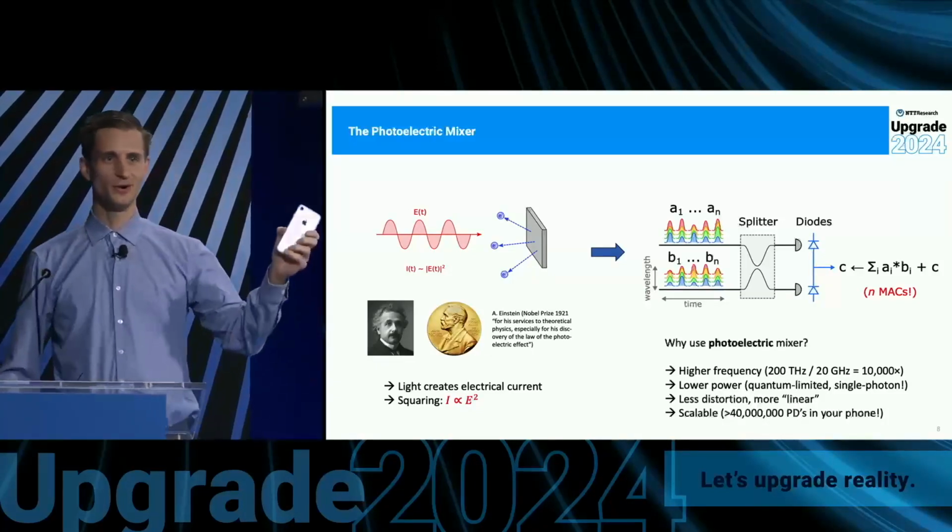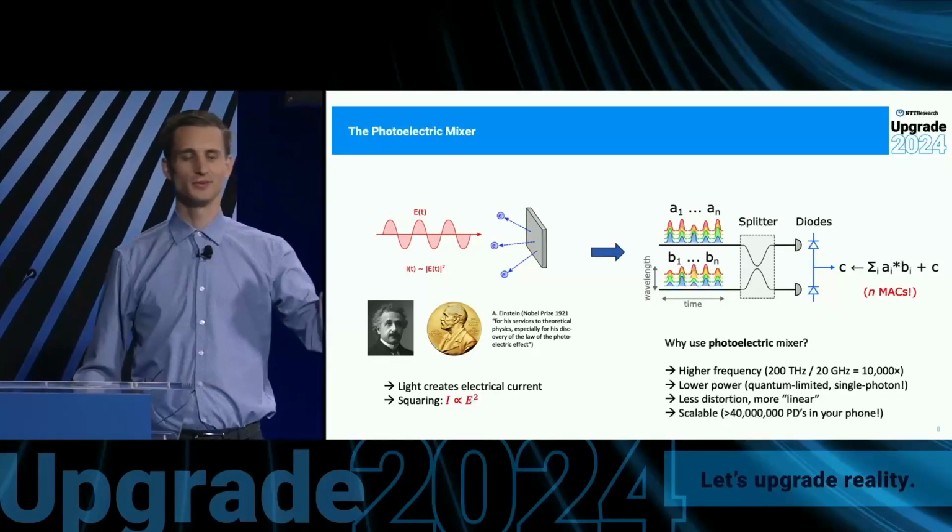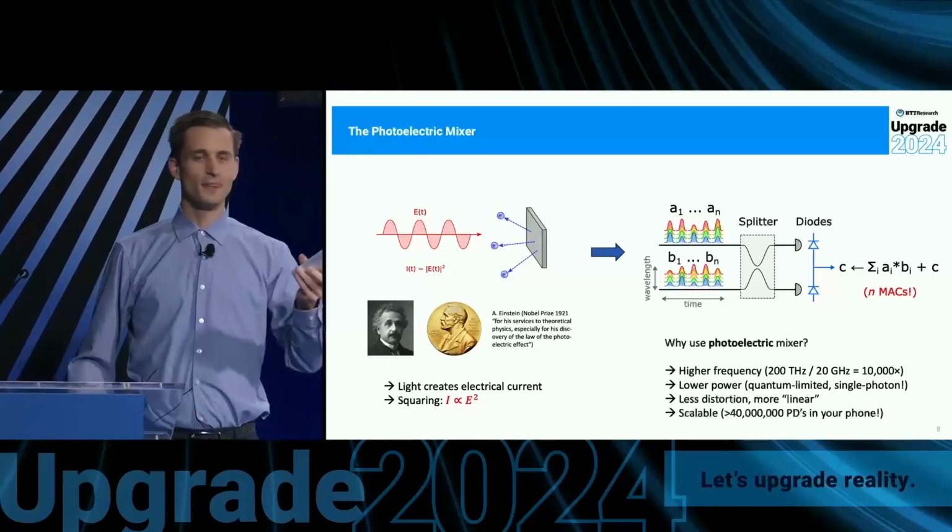So I hold here in my hand a very old phone. I think this is an iPhone 7. And this has a 12 megapixel camera or so. And you have 3 colors. So that's a total of at least 40 million photodiodes just in my phone. Each one of those things can perform this functionality.